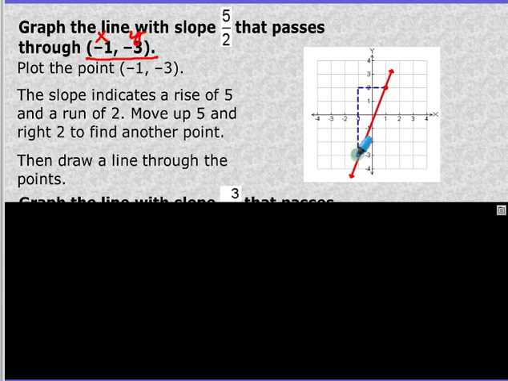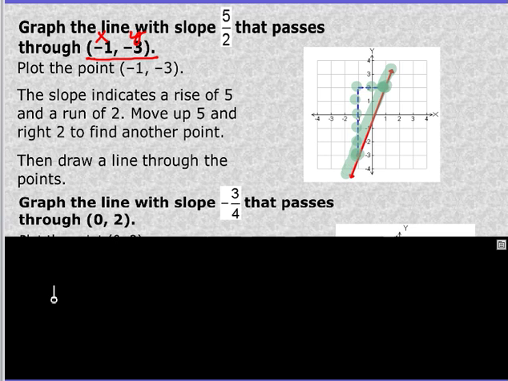Some of the confusion I see is people want to start from the origin. Don't start from the origin. You're starting from the point that you just plotted. So we're going to go up 5, 1, 2, 3, 4, 5. And then we have a horizontal change of 2. So we're going to go right 2. 1, 2. So now we have our second point. And from there you just graph the line that connects those 2 points. So pretty simple.